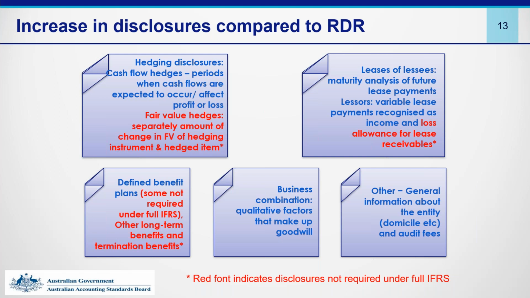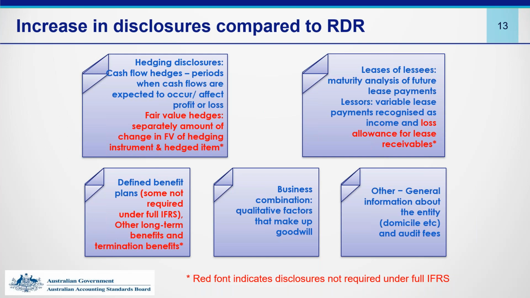Some of the other areas where there are additional disclosures are in the defined benefit plans, for example. There's quite a bit in that actually, and I think that's because IFRS for SMEs was probably written at a time when there were proposed revisions to IAS 19 which possibly didn't go ahead.